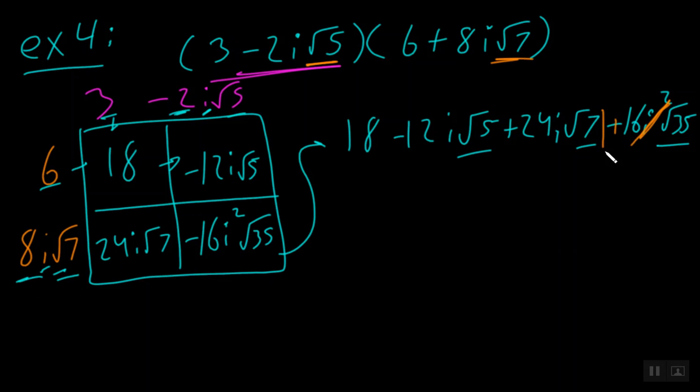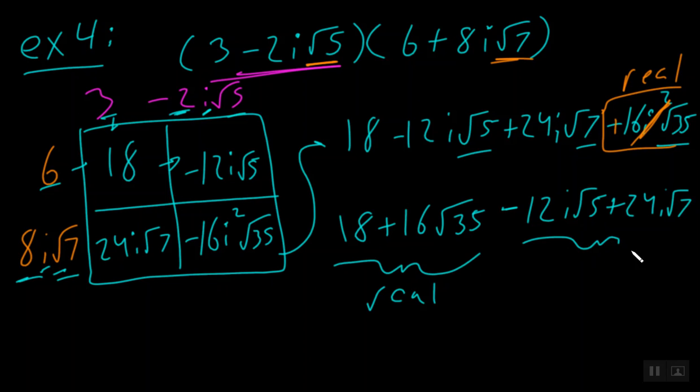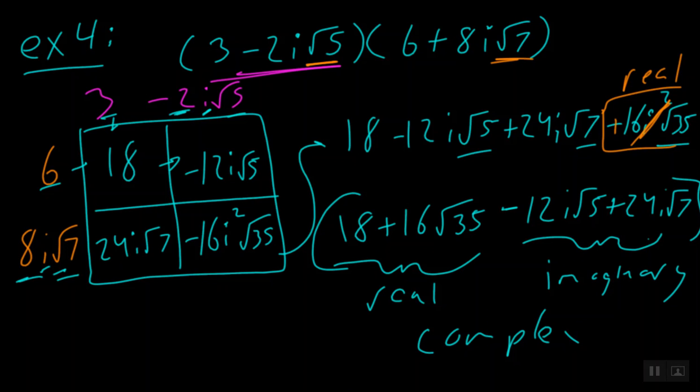Now you'll also notice that once the I cancels out, this is now a real number. So if we're going to write this correctly, we actually want to write 18 plus 16 square roots of 35 minus 12i square roots of 5 plus 24i square roots of 7. We always want our real numbers to come first, and we always want our imaginary numbers to come second. Okay? So this is, in fact, in and of itself, a form of a complex number.